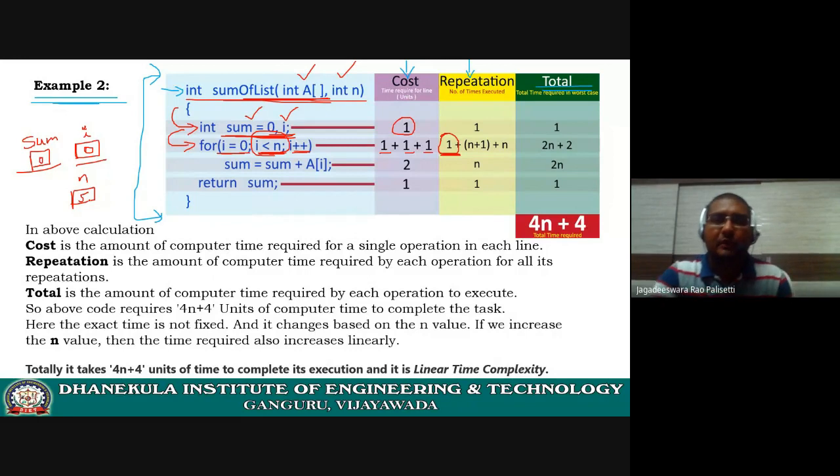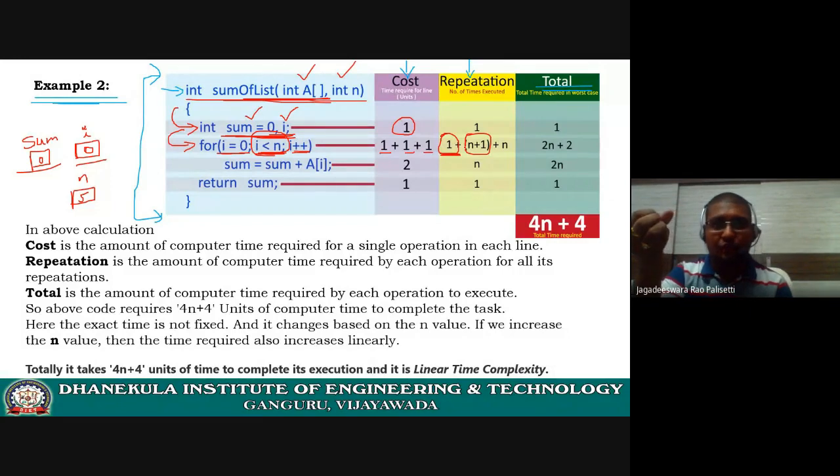Am I clear? So this particular field in the entire for loop, the second field, the condition checking statement, is going to be executed n plus 1 times, because the I value reaches 5.